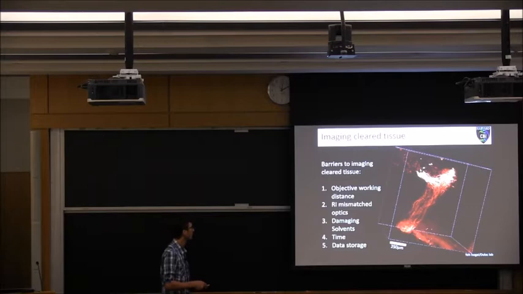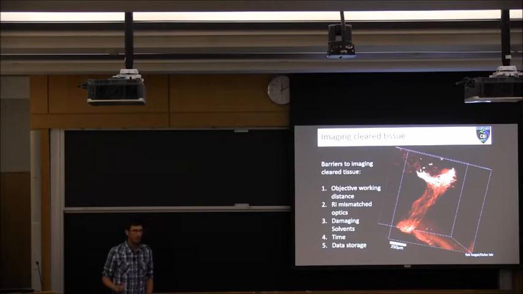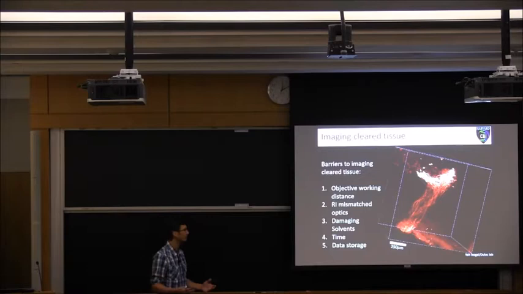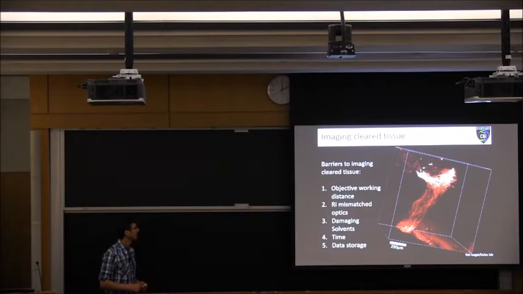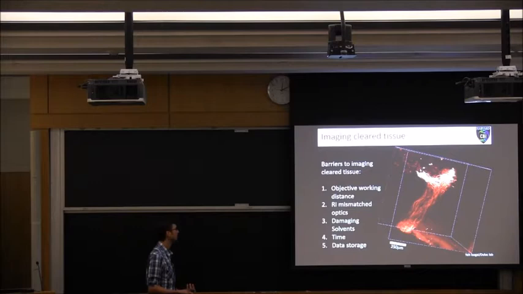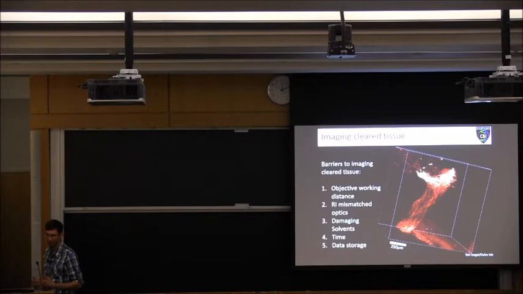And then the last two are the amount of time that it's going to take to image and the data. Obviously, if you increase your volume by many orders of magnitude, you're also increasing the amount of time that it takes to image that by a similar amount. And now we're ending up with all kinds of data, so we've got to figure out some way to deal with that and what to do with it. Okay. So these are what I find to be the five major barriers to imaging clear tissue.